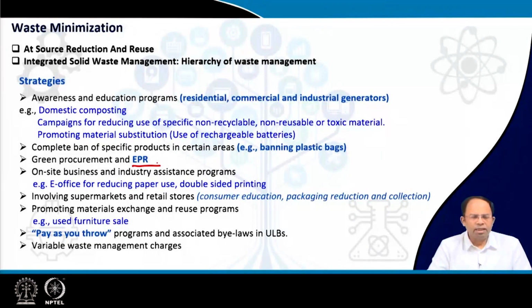In addition to that, we can go for on-site business and industry assistance programs. For example, within businesses and industries, there could be certain campaigns or programs run by the industry or by some NGO or other organizations, where they may promote the use of e-office so that paper is not utilized. The government can also make laws that certain things could be done via e-office, or at least make those things allowed, instead of keeping paper printouts.